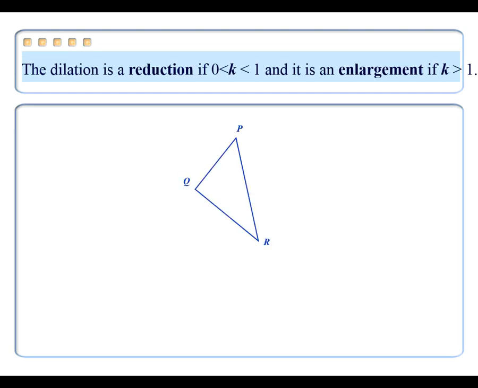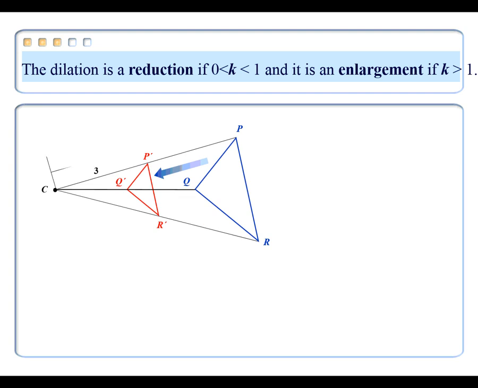So again, the dilation is a reduction if it's in between 0 and 1, and it is an enlargement if the scale factor is greater than 1. And this is slowly getting together. So 3a, I want to find the scale factor and then determine, is this an enlargement or a reduction? So how do you find the scale factor? What do you have to divide? You divide the image over the pre-image.